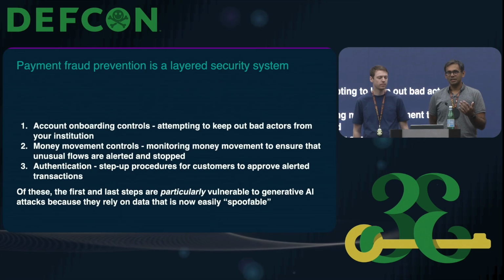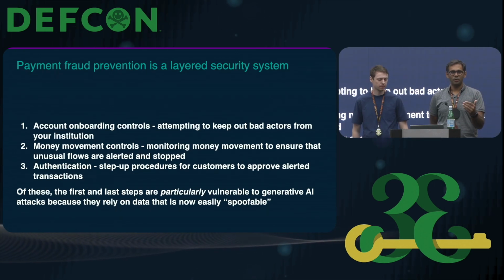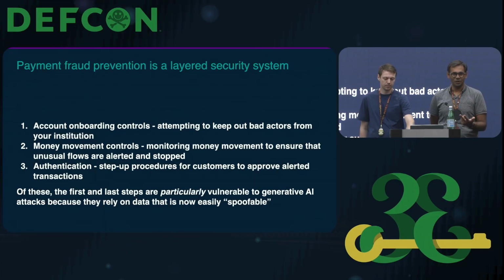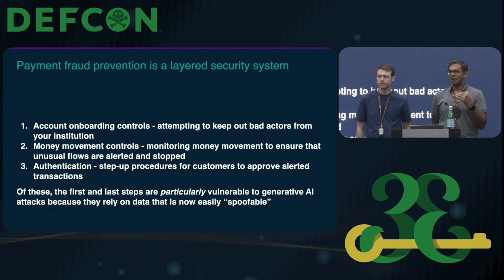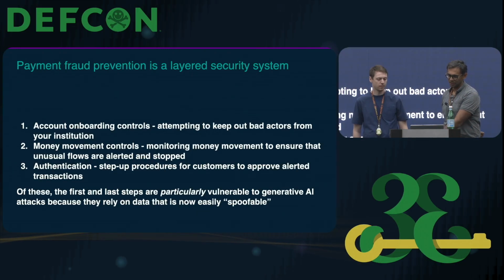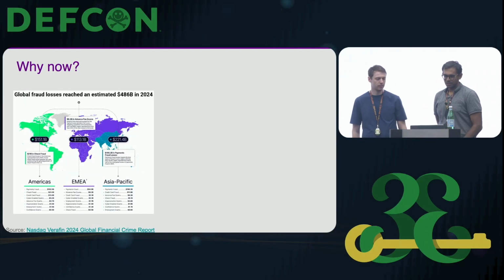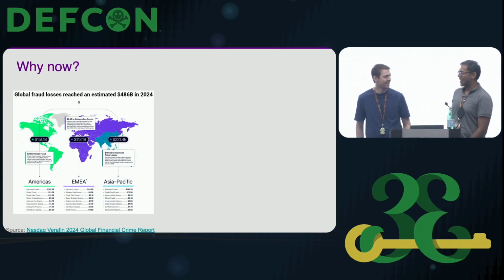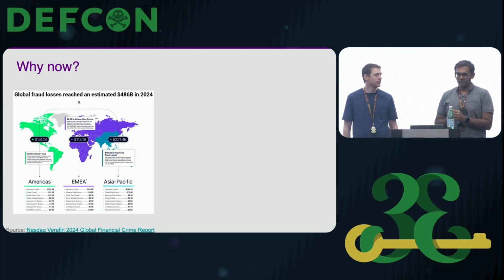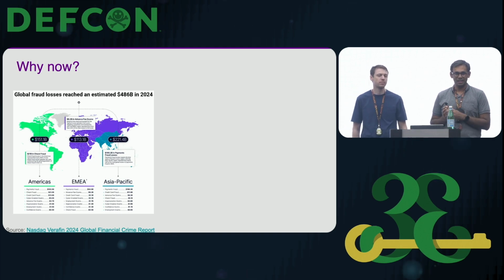The second thing is that so much of onboarding or authentication comes down to analyzing images or video that you upload. And all of those things are now super vulnerable to what large language models can do in terms of changing them. So, why now? I think we've done the slide the wrong way around. But global fraud losses were $500 billion last year, which is an absolutely incredible amount of money.